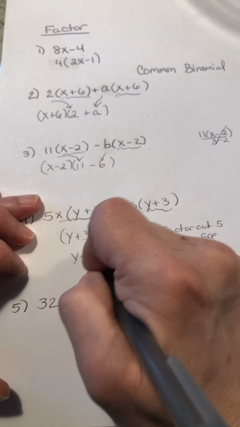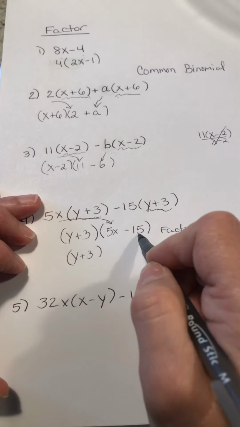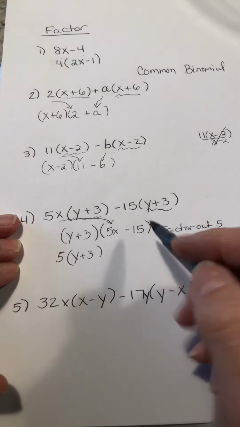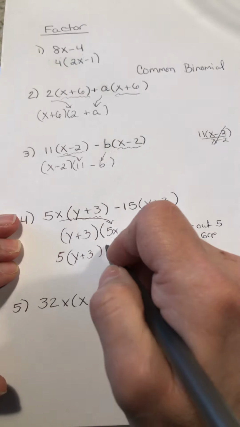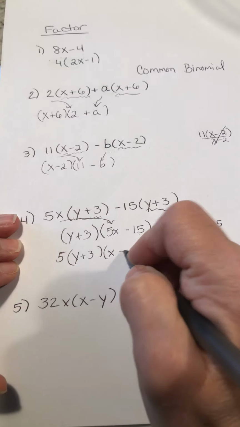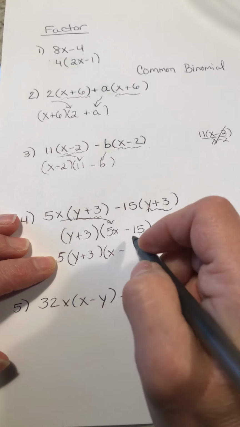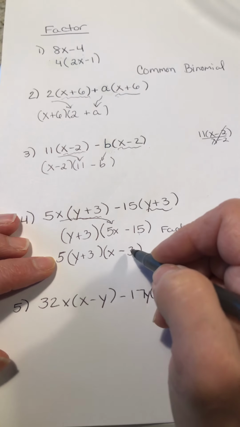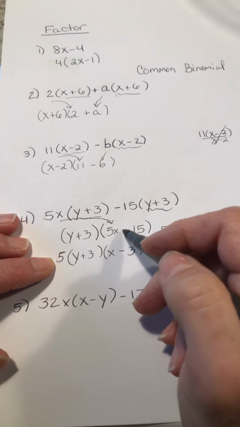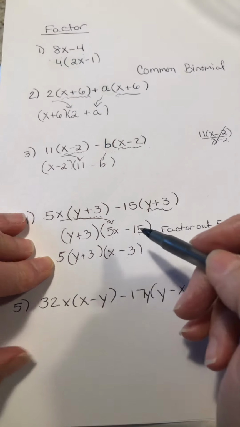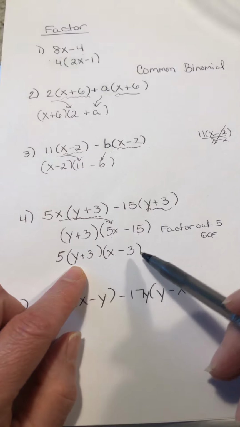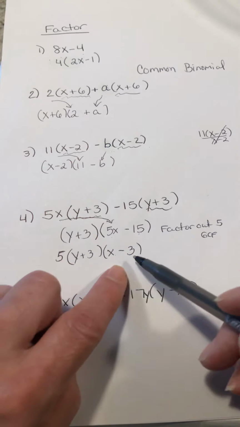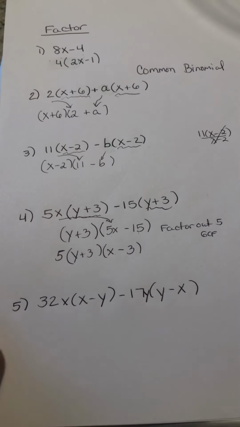So I'm going to have this y plus 3. I'm going to put the 5 out front here because it's kind of like a coefficient. And if I factor out a 5 from the 5x, I'm going to get an x. And if I factor out a 5 from the 15, I'm going to get a 3. So we have x minus 3 here. 5 times x is 5x. 5 times negative 3 is negative 15. And now when I look at these binomials, I can see that I don't have anything else that's in common in either set of parentheses. So I'm done with that.